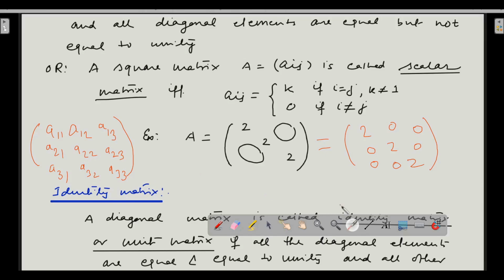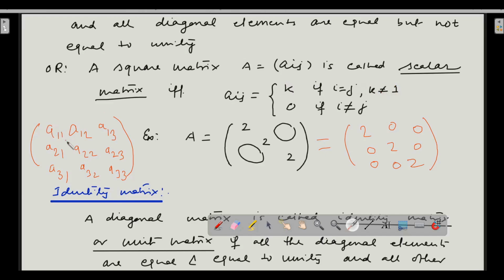Now try to fit the definition with this. A square matrix A equal to Aij is called scalar matrix if and only if Aij equal to k if i equal to j, but k is not equal to 1. For i equal to j, there are three elements a11, a22, a33, which are the diagonal elements. So the diagonal elements are equal to k, but k is not equal to 1. So it can be anything.